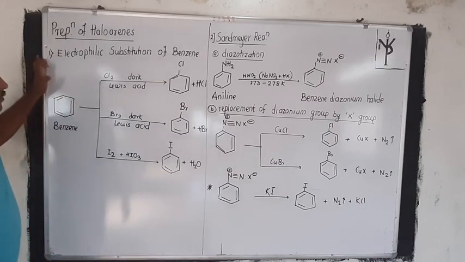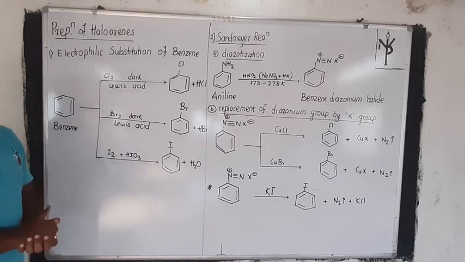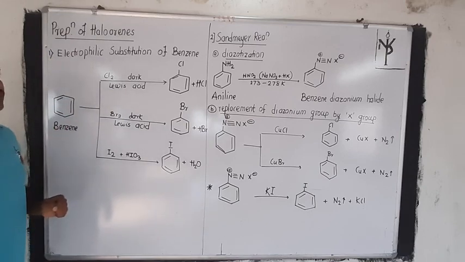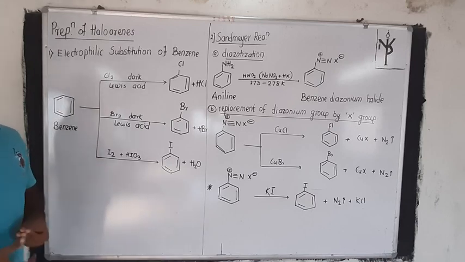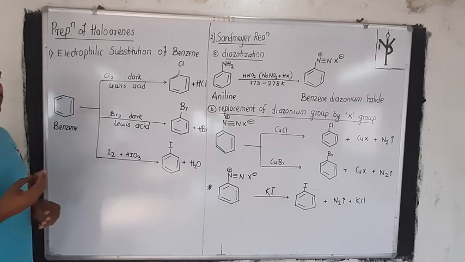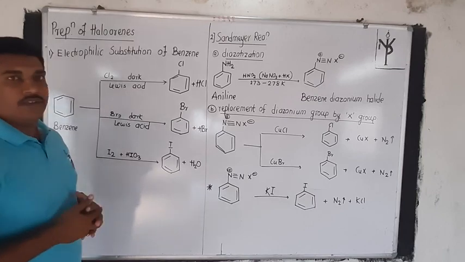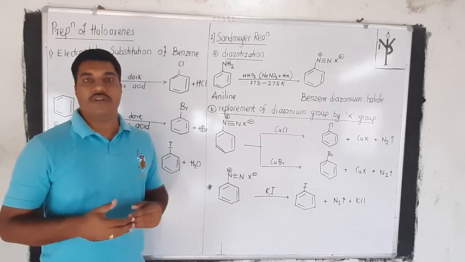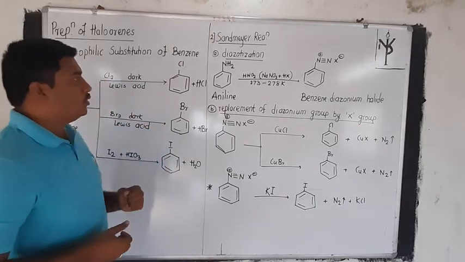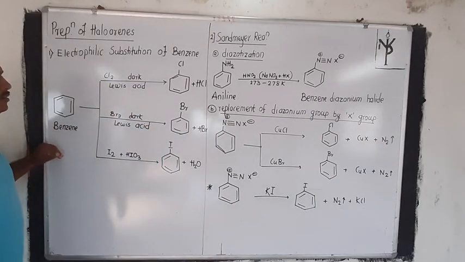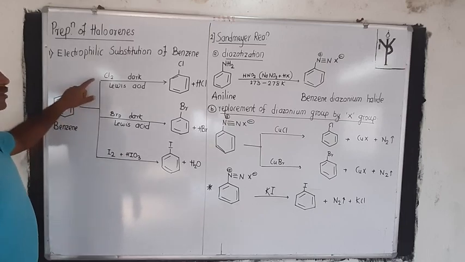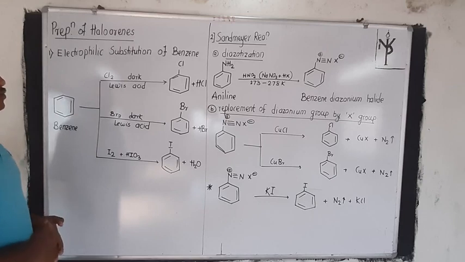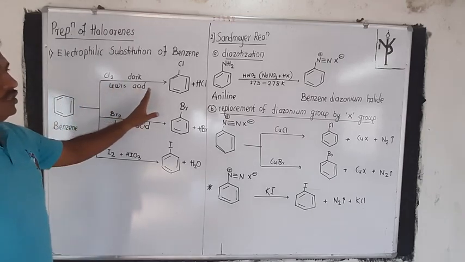One is electrophilic substitution of benzene. As the word electrophilic is used here, electrophilic means electron-withdrawing groups. Halogens are electron-withdrawing groups, so they are termed electrophilic reagents. Here the benzene ring reacts with chlorine, bromine and iodine to produce the corresponding halogen derivative.